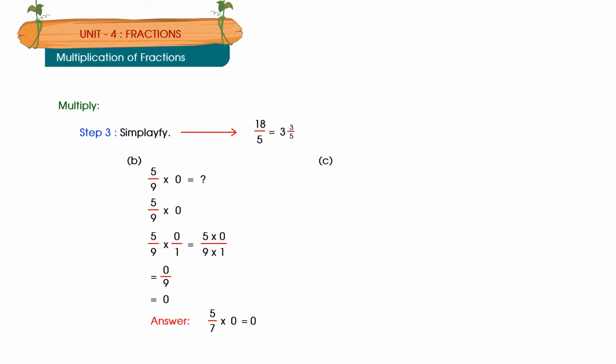C. 6/8 into 1 is equal to how much? 6/8 into 1 is equal to 6/8 into 1/1, which is equal to 6 into 1 by 8 into 1, which is equal to 6/8. Answer: 6/8 into 1 is equal to 6/8.